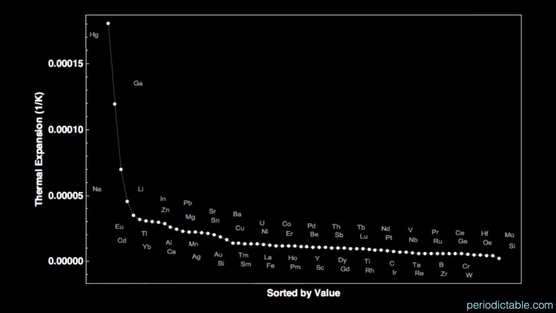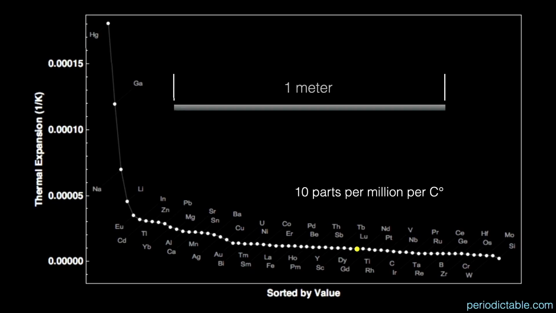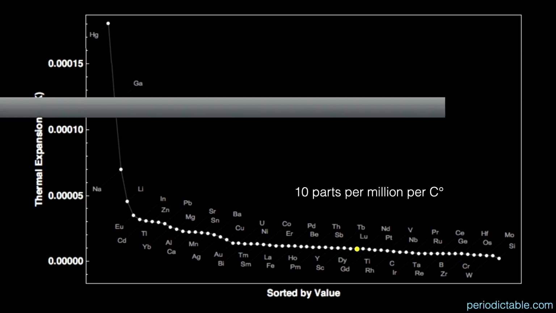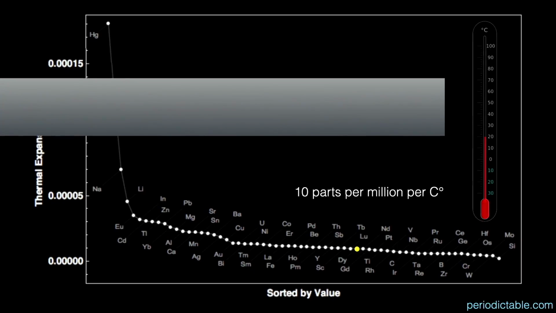Dysprosium does not expand much when you heat it. It has the 46th highest rate of thermal expansion, about 10 parts per million per degree Celsius. This means that if you had a 1 meter long bar of dysprosium, we're going to have to magnify this by a factor of 10 just to see it, and you heated the bar by 1 degree Celsius, it would get longer by only 10 millionths of a meter, about 1/5 of a hair width. Dysprosium expands only 3.8 times as much as the least expansive element, silicon.